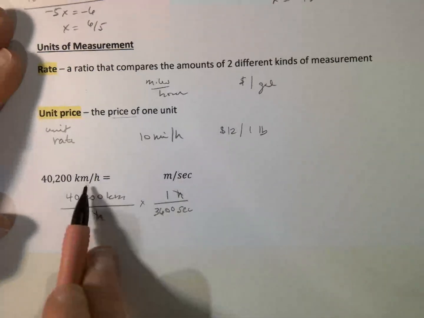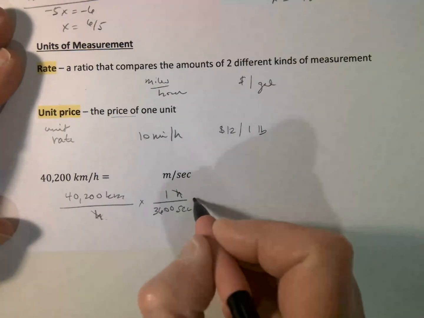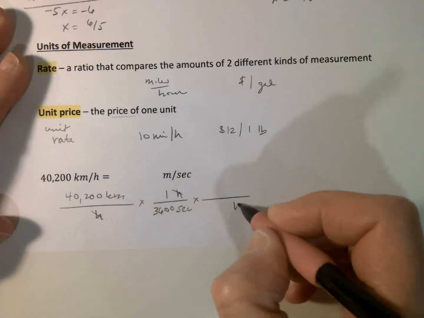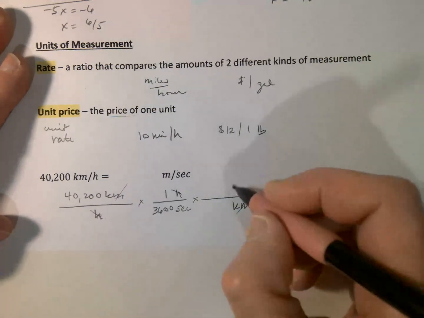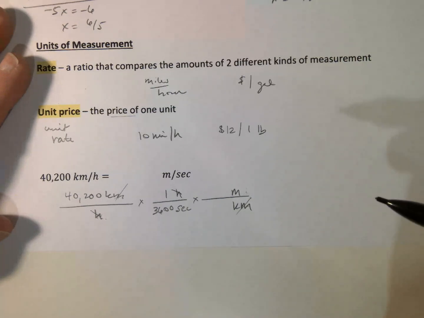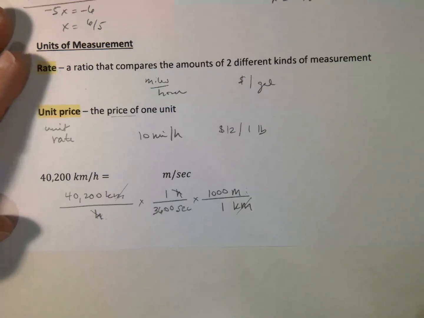Okay, so now I've gotten per second instead of hours, so my seconds are in the bottom. I also want to get rid of the kilometers, and since kilometers are in the top, I can put them in the bottom down here, and those will cancel out. And what I'm looking for is meters. So now all I have to do is say, well, what's the relationship between meters and kilometers? Well, 1,000 meters is equal to 1 kilometer.